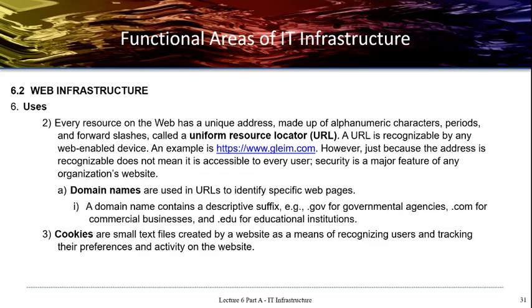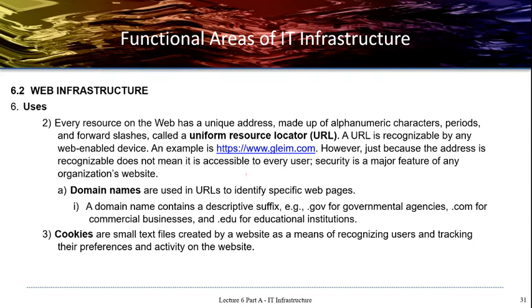Every resource on the web has a unique address, made up of alphanumeric characters like periods, forward slashes and things like that. That's called a uniform resource locator, URL. A URL is recognizable by any web-enabled device. For example, these GLEM courses you can access by https://www.glem.com. HTTPS, the S means secure, otherwise you get HTTP. So this is called a URL.